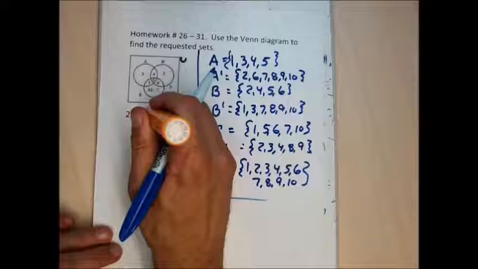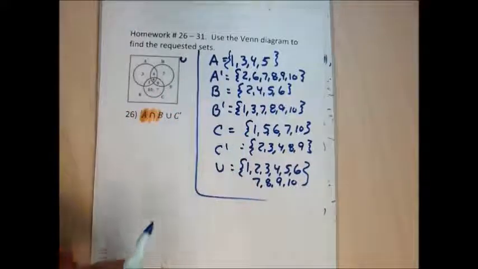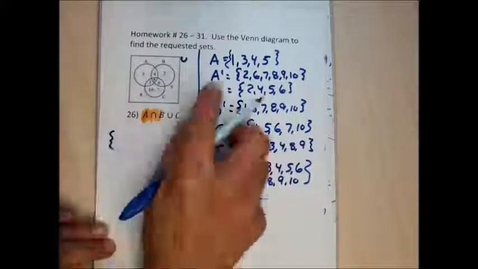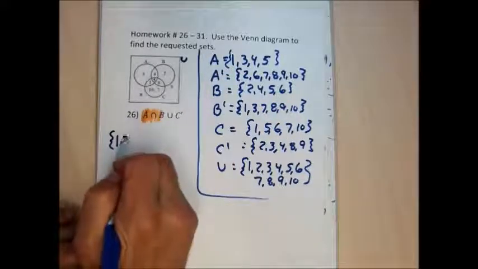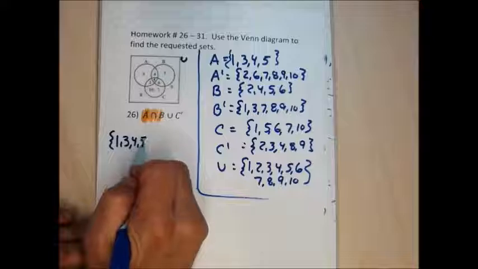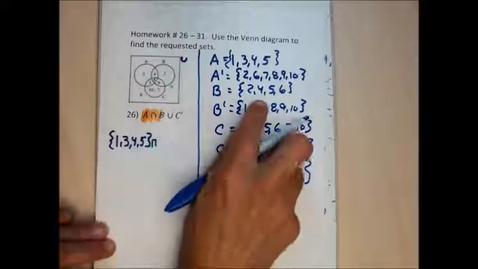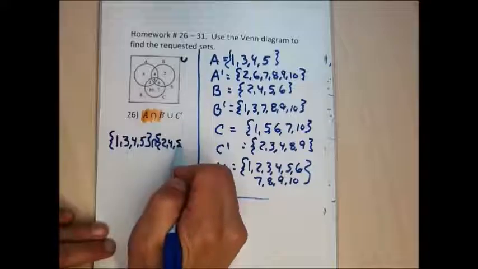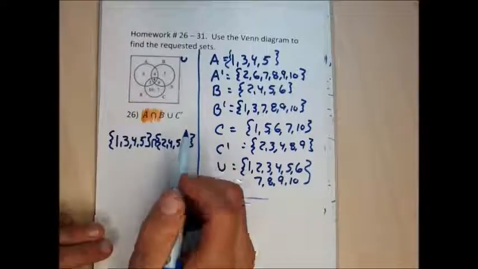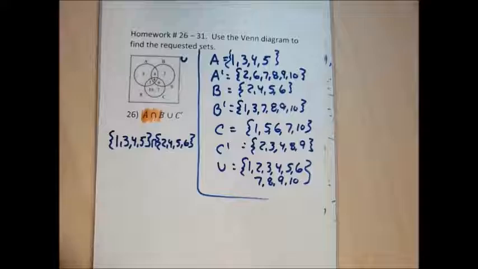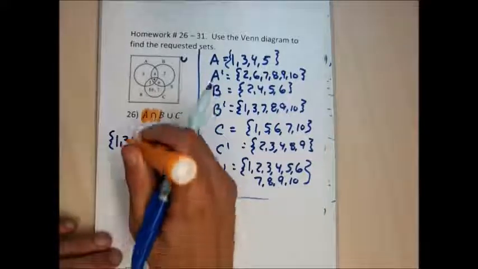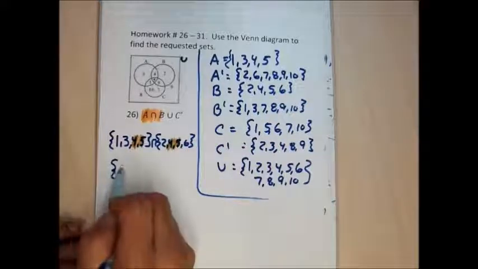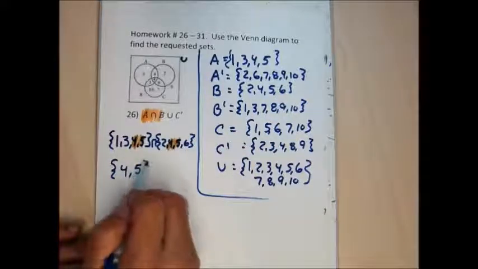For problem 26, the first thing I need to do is A intersection B. So for the A intersection B, I'm going to take the A set, which is 1, 3, 4, and 5, and intersect that with the B set, which is a set containing 2, 4, 5, and 6. I don't have enough room to write that union C complement, so I'll deal with it in a bit. A intersection B is what these two sets have in common, and so the A intersection B changes to the set containing the numbers 4 and 5.